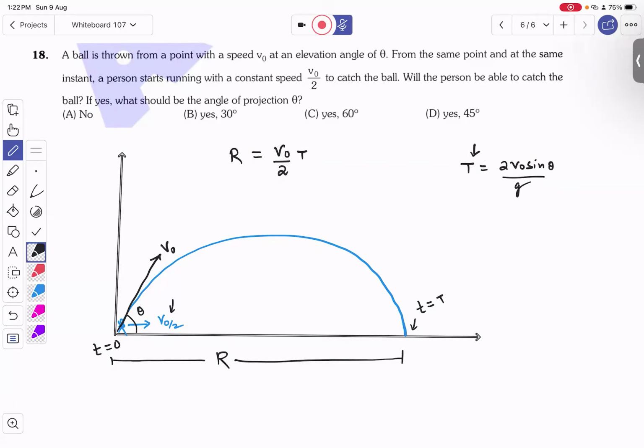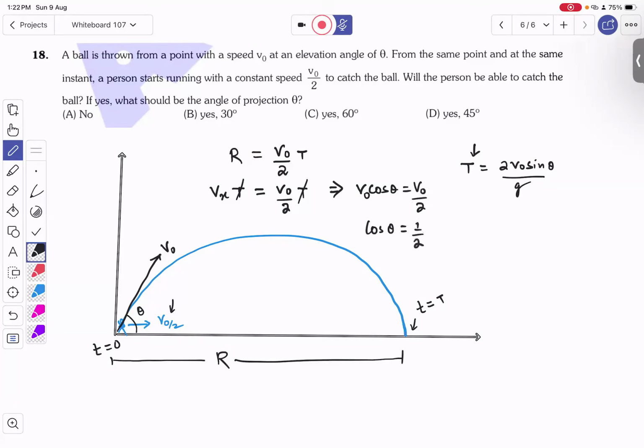And what is the range of a projectile? Velocity of the projectile along x into time of flight, because here I don't have any acceleration along x. So v0 by 2 into t. So t is gone. What will Vx be? v0 cos theta. So v0 cos theta is equal to v0 by 2. So what is cos theta equal to? 1 by 2.